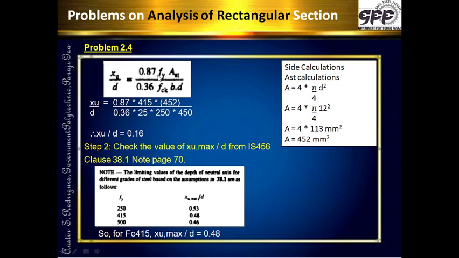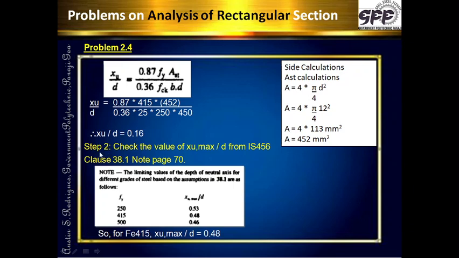Fy is 415. Steel we have been given indirectly as 4 bars of 12. So 4 bars of 12, 4 into area of a circle, 4 into pi d square by 4, pi by 4 into 12 square gives me 4 into 113 mm square, or area of steel is 452 mm square. That comes over here. So we get 0.36 coming down as it is. FCK is 25, B the width of the beam is 250 and the effective depth is 450. Solving this, we get XU by D as 0.16. We have finished with step 1.